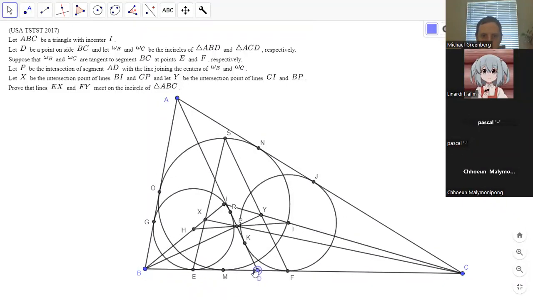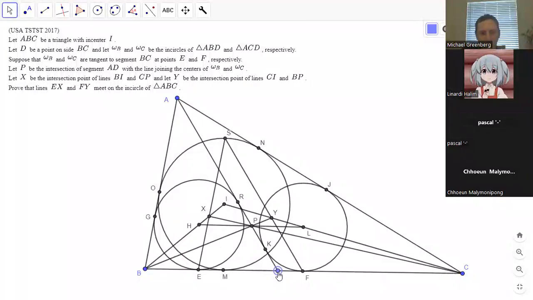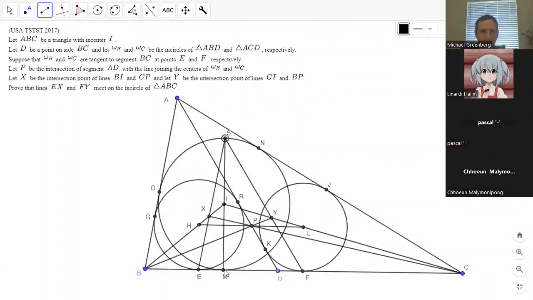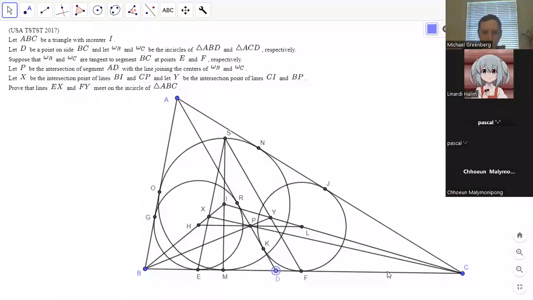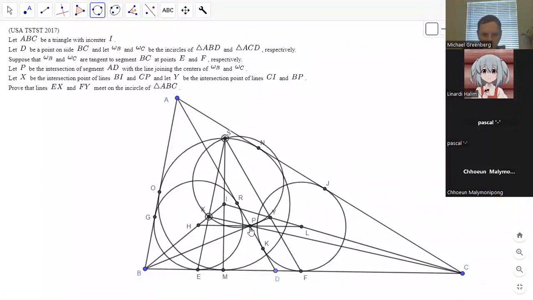What happens if we move D around? Oh, interesting. If we move D, it looks like S is the same point. That's really interesting. Is S, I, M clear? That is a good question. It looks like S is the antipode. So obviously, AS meets it at the X touch point. I wonder if PY is perpendicular to FS and PX is perpendicular to ES. That looks true. Oh, it's actually not. Well, that's not true.